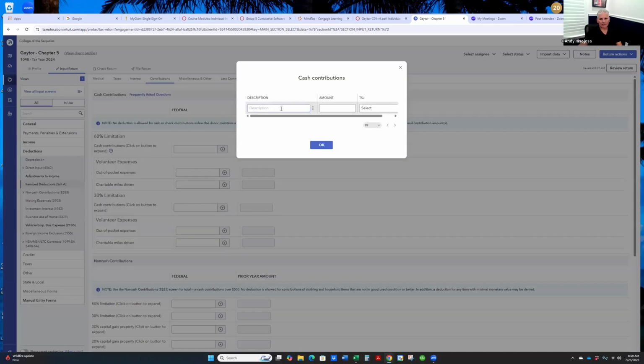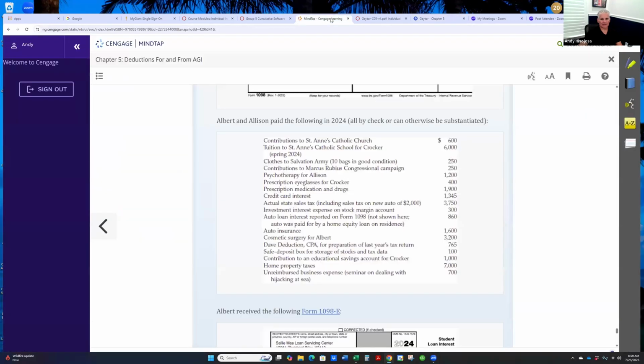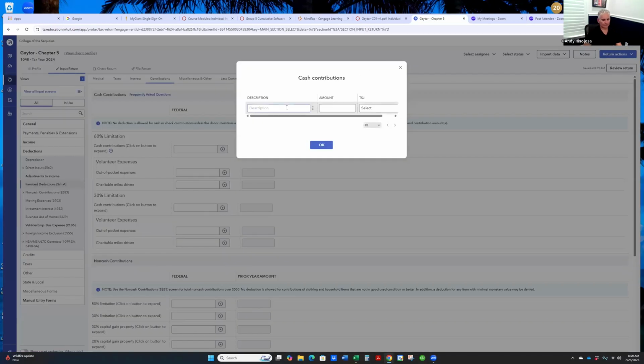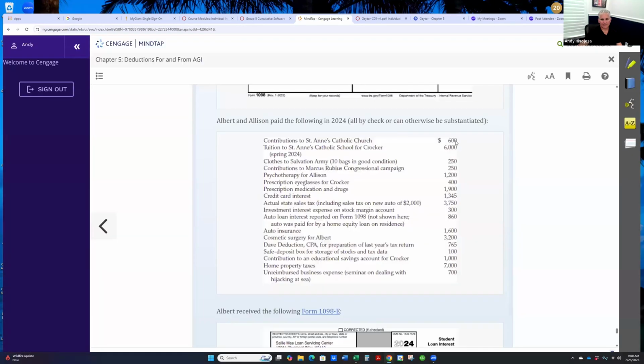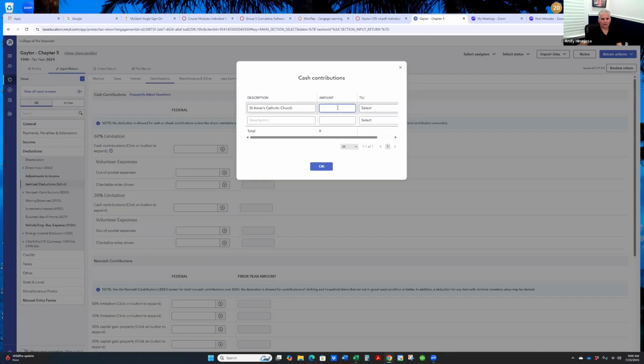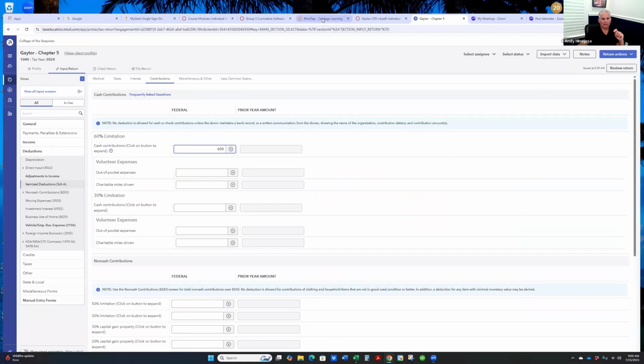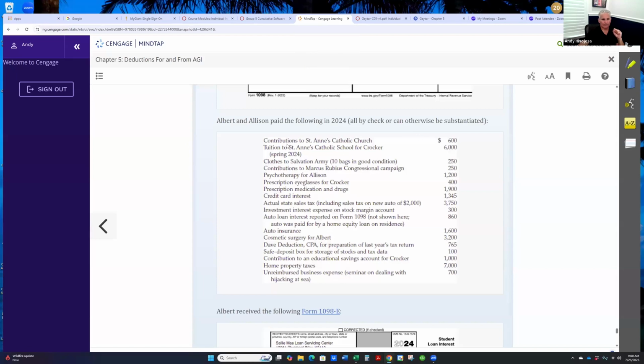We'll go ahead and click on plus, and St. Anne's Catholic Church, we'll go ahead and list that as the description. St. Anne's Catholic Church. The amount listed is $600. So we'll enter that and press OK. Go back to the textbook, and we have entered the contribution to St. Anne's Catholic Church.